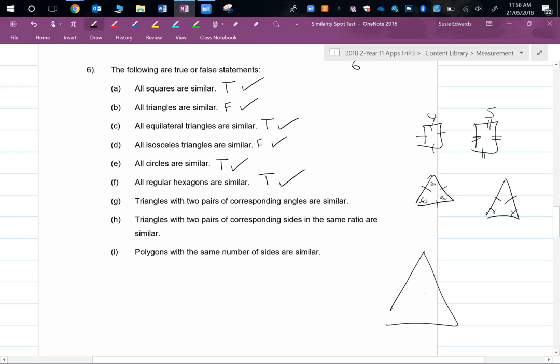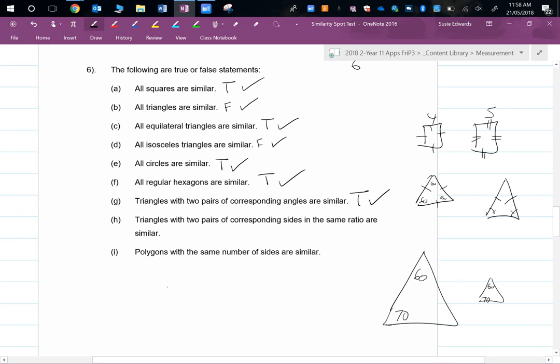All right, triangles with 2 pairs of corresponding angles are similar. So that means I could have an angle here which is 60 and 70, and I could have a smaller triangle which is 60 and 70. Are they similar? Why? Because the other angle is going to be the same as well. So true, angle, angle, angle.